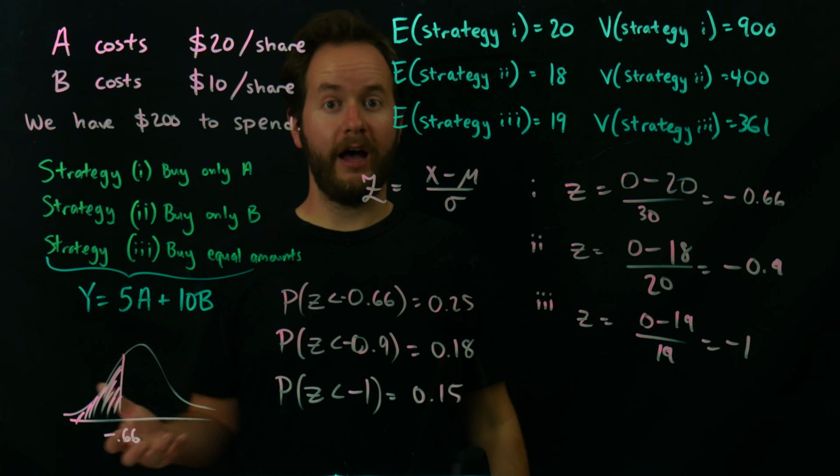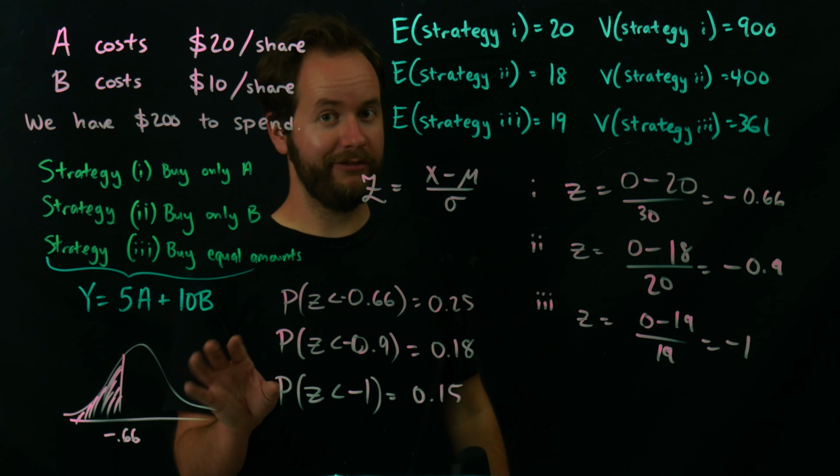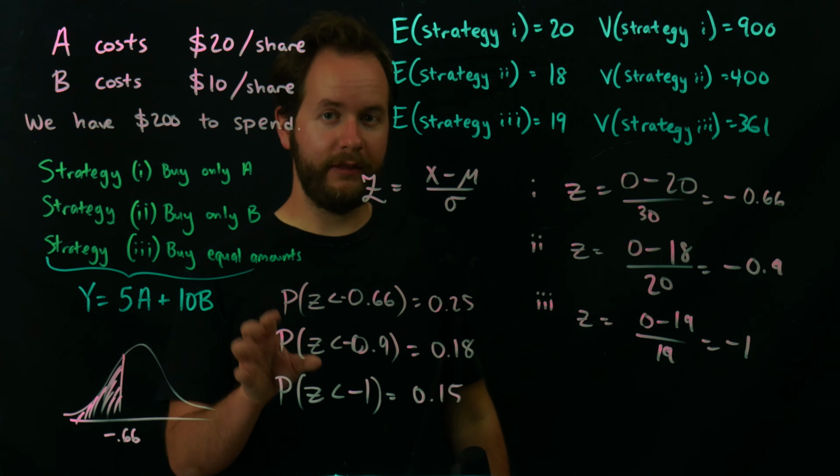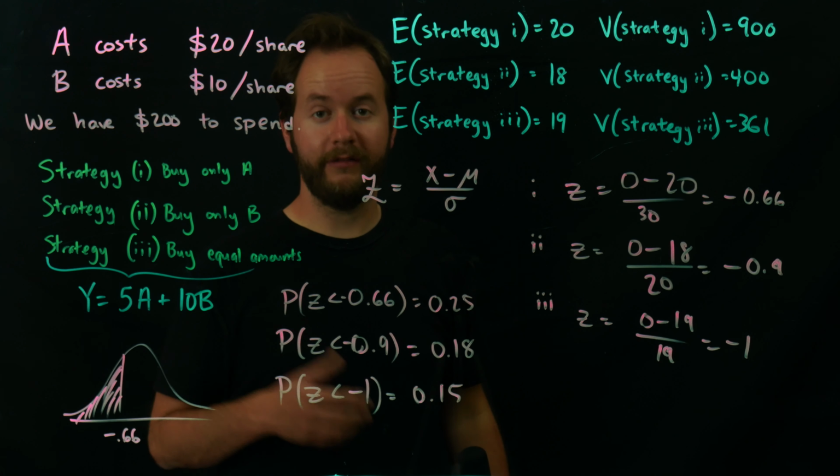But that's what we mean when we say high risk, high reward. It might be true that strategy 1 gives us the best chance of earning more money than the other two strategies, but it also comes with a higher risk of losing money. So that's where we get the phrase high risk, high reward.